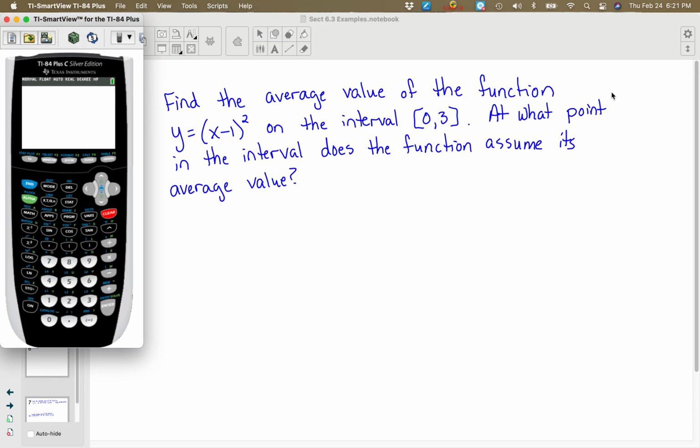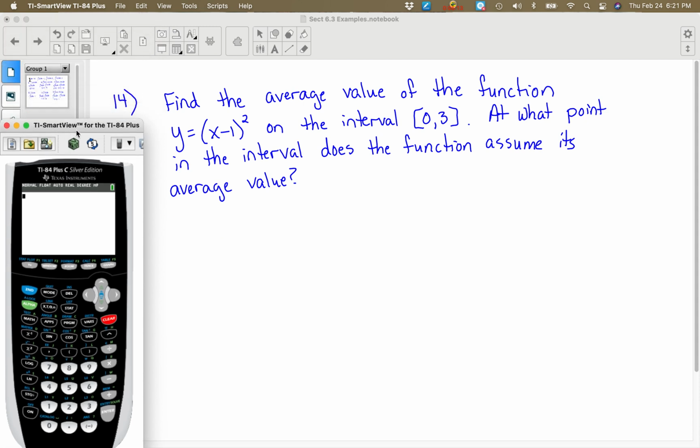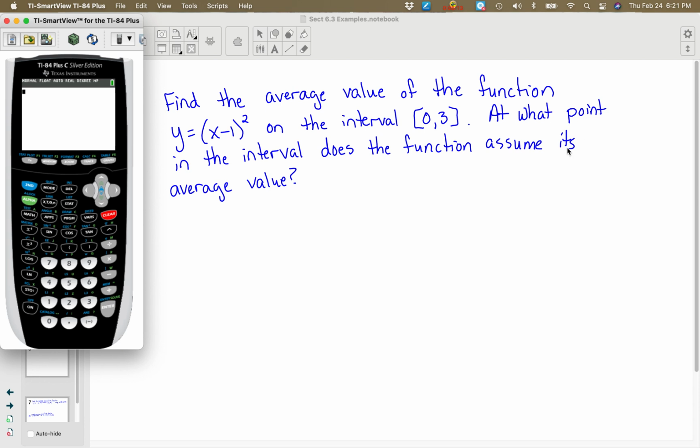So this next problem, I forgot to write down which problem this was. This was number, it's just hidden, number 14. It says find the average value of the function y equals x minus 1 quantity squared on the interval from 0 to 3, and then at what point in the interval does the function assume its average value?